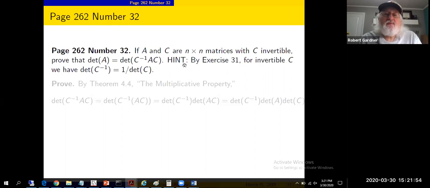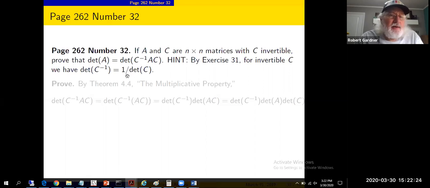We assume C was invertible, so C inverse exists. And they're giving us as a hint one of the previous exercises, which also follows from the multiplicative property, that if C is invertible, then the determinant of C inverse is 1 over the determinant of C. So finding determinants of invertible matrices is easy in terms of the determinant of the original matrix.